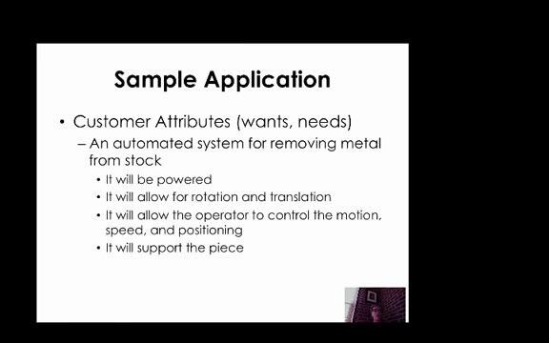So let's take a look at a customer who says to us, I want a device that is automated and I want it to remove metal from stock. And they want it to be powered. They want to allow for both rotation and translation of the stock. They want the operator of this machinery to be able to control the motion, the speed, and the positioning of the stock and of the machine itself. And they need all of the structures that will support the stock itself, the tools, and the machine itself.